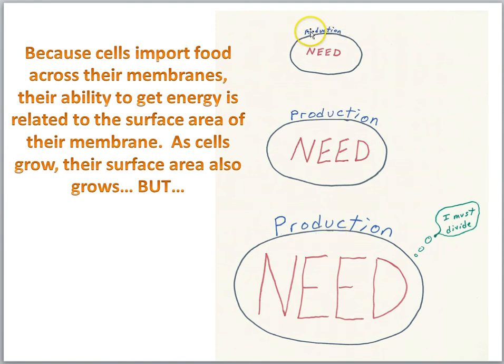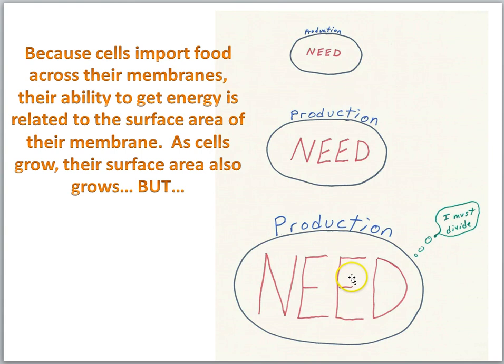The size of that word tells us that as the cell gets bigger, it will be able to transport more food across its cell membrane because there is more cell membrane. So energy production will go up. The cell can produce more energy with a larger surface area. However, you'll notice that the word need here represents the energy need of a cell. And as it turns out, the energy need of a cell is related to the cell's volume.